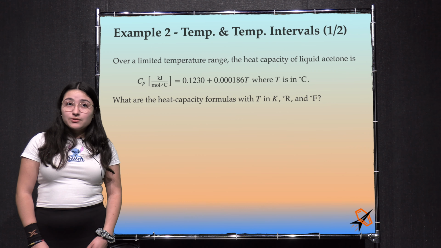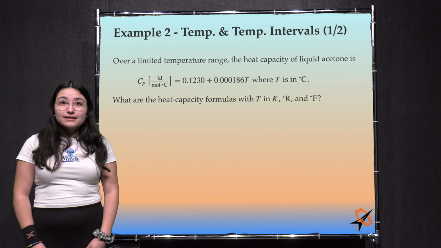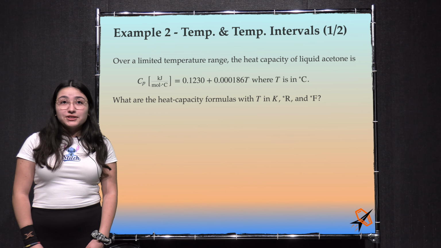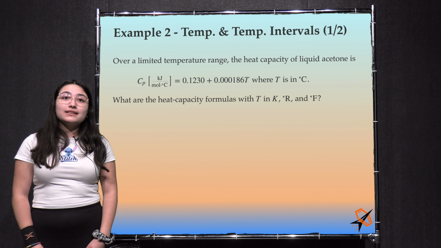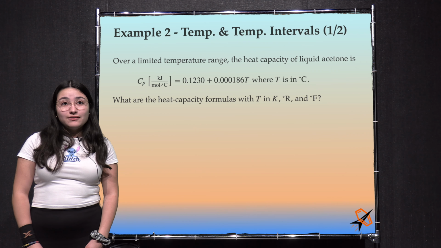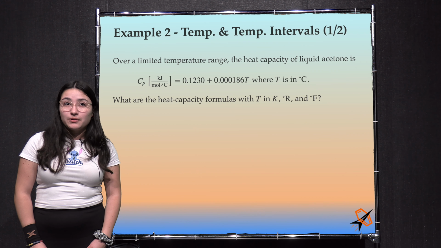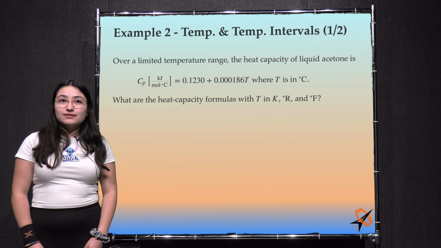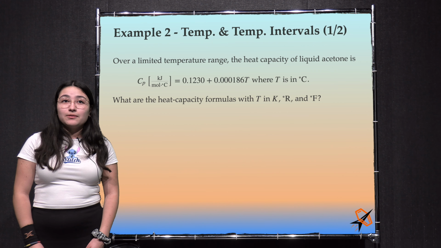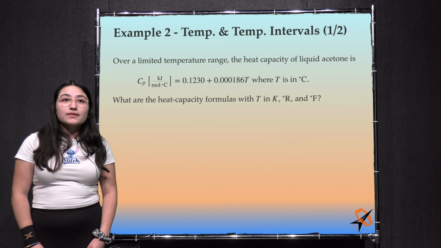The left side of the equation, the heat capacity, C sub P, is used only with the change in temperature or a temperature interval, in other words, per degree Celsius. So we must convert it with the temperature interval formula. The right side uses the actual temperature, T, so we must convert it with the temperature formula.